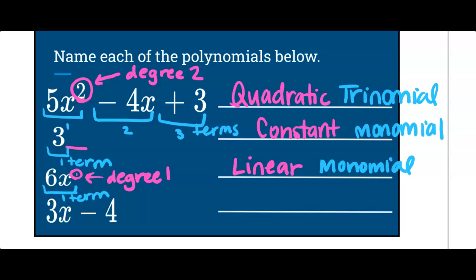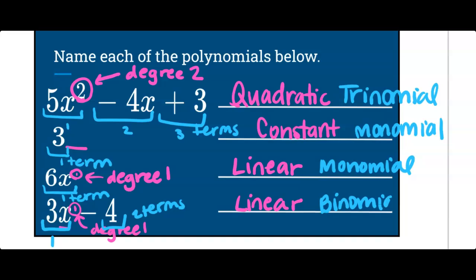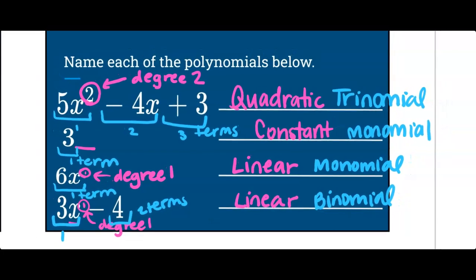And then in the last one, I see that I have an x again that has a 1. So my degree is 1 again, which means that one is also linear. And then I see that I have 1, 2 terms, which means that it is a binomial. So you need to name it for both. So just thinking about the degree, which is that exponent, and then the number of terms. Remember, it is always the little number, the exponent, not the coefficients that we name for our degree.